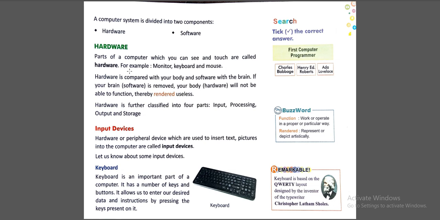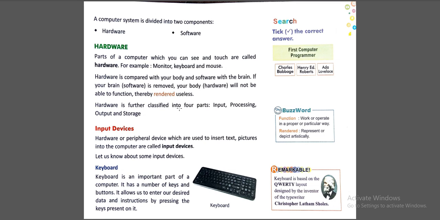Now hardware is compared with our body and software with the brain. As we know that hardware is the thing which we can see and touch, and the software works like a brain. If our brain is not working properly, then our body will also not work properly. So the main important component of the computer system is the software.